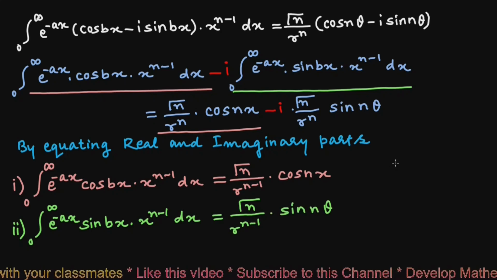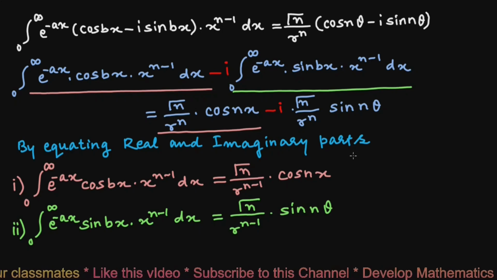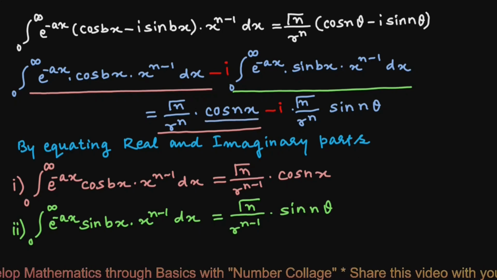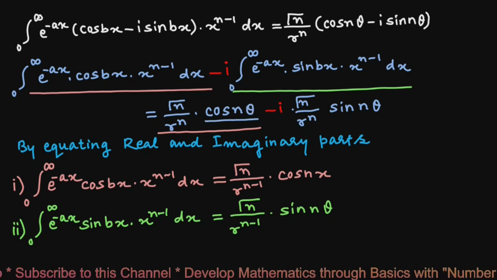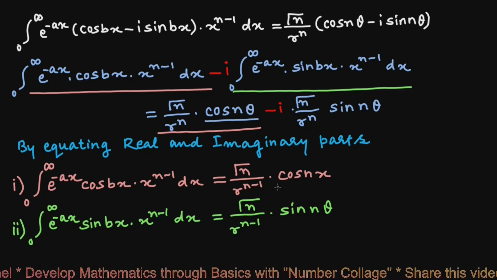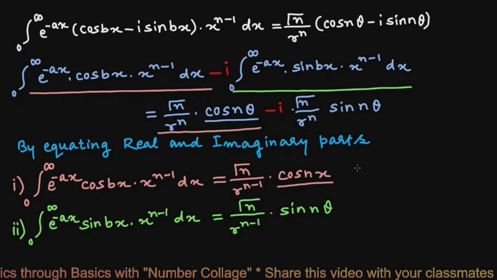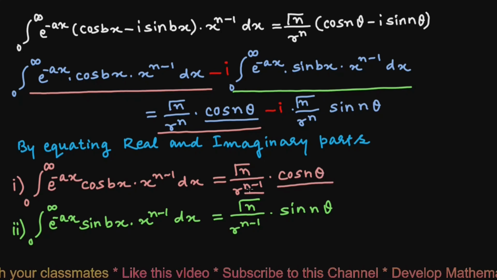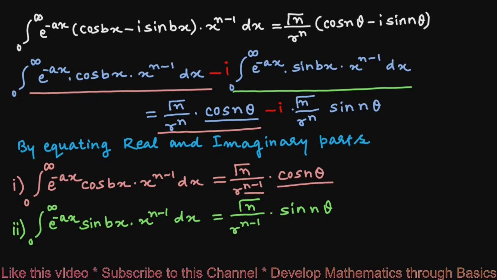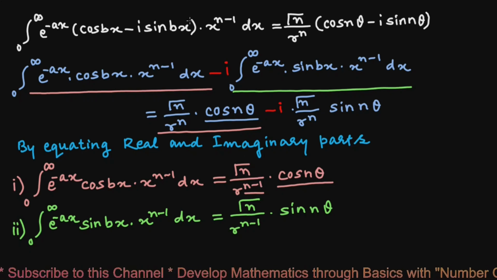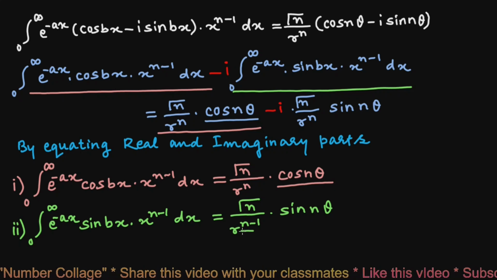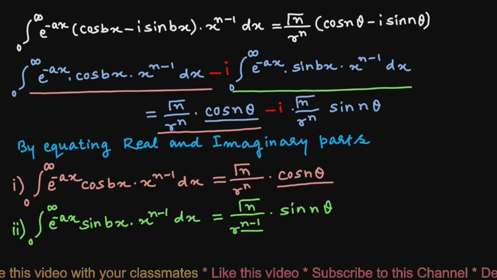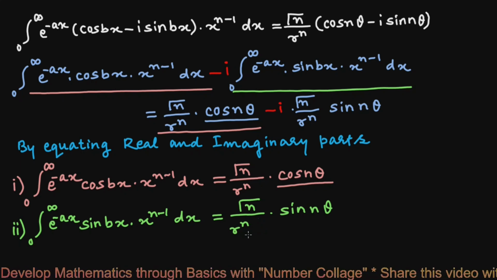There are two writing mistakes which need to be corrected here. Instead of cos nx there should be cos n theta, and here instead of cos nx there should be cos n theta, and here instead of r raised to n minus 1 there should be r raised to only n, and here instead of r raised to n minus 1 there should be just r raised to n.